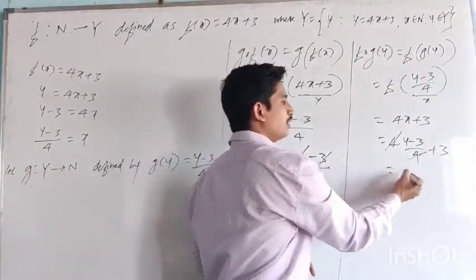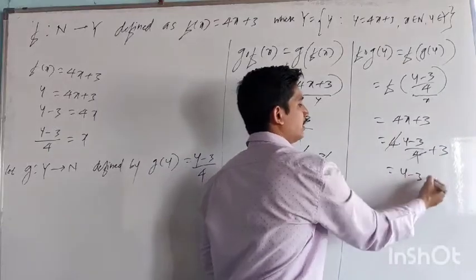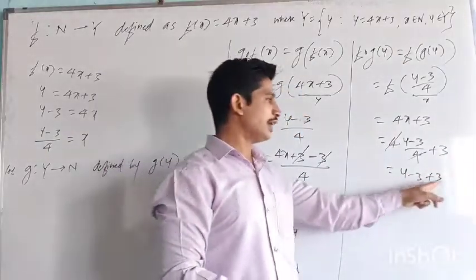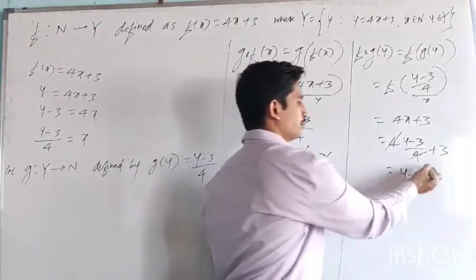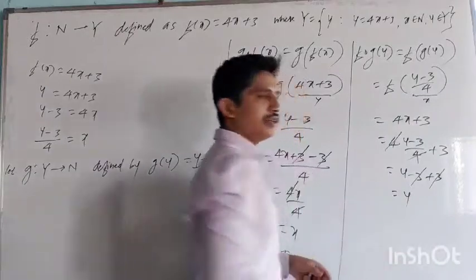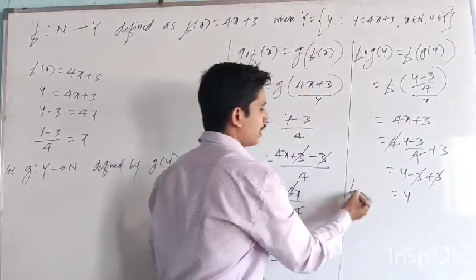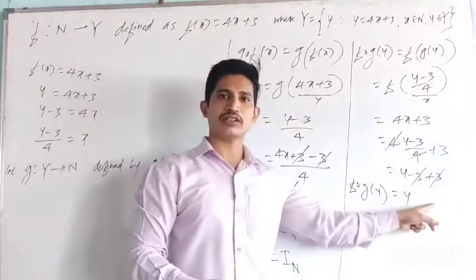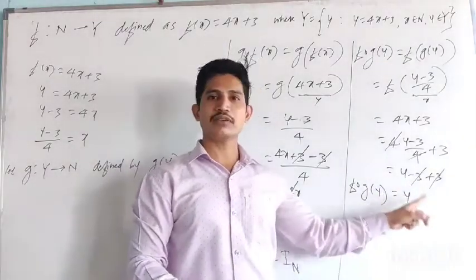Okay. Now what is left here? Y minus 3 and this plus 3. Plus 3 and minus 3 get cancelled. So what do we get here? Y. So f composition g of y, the answer is coming y.